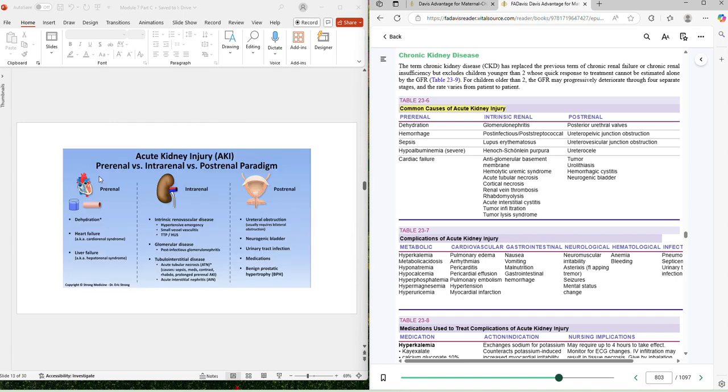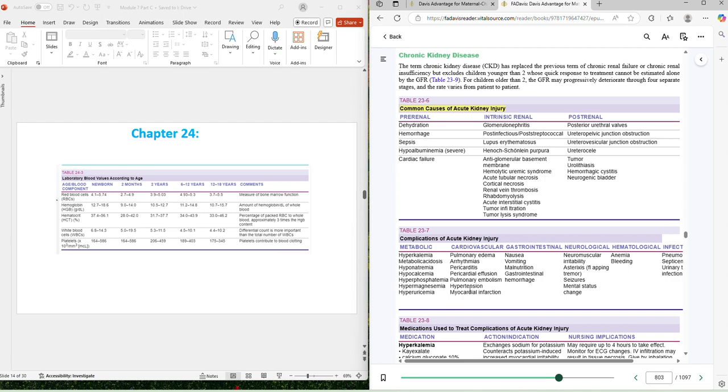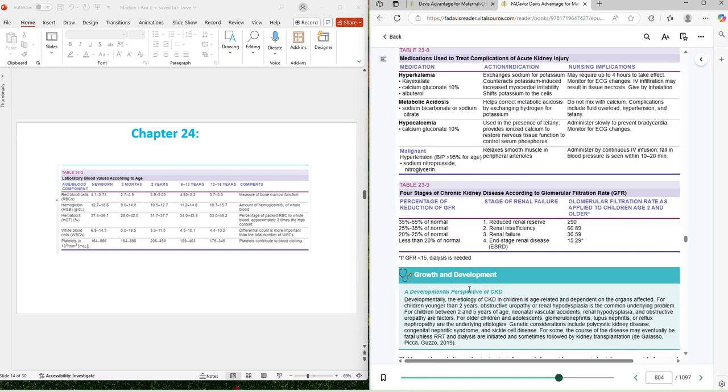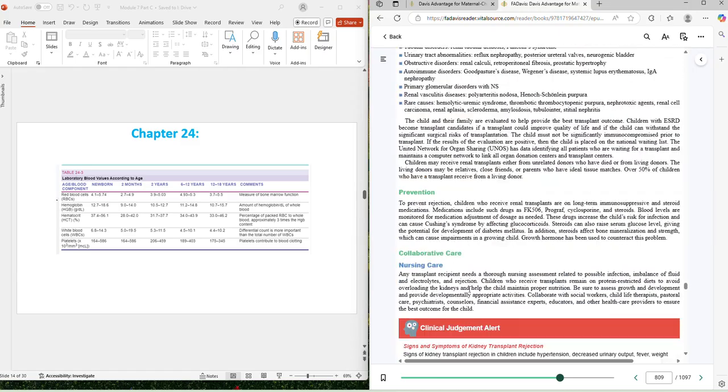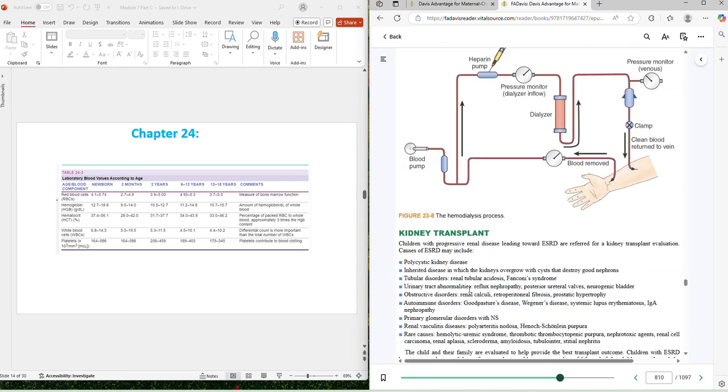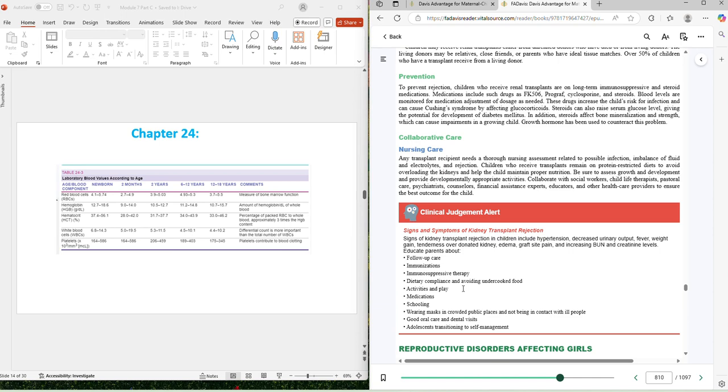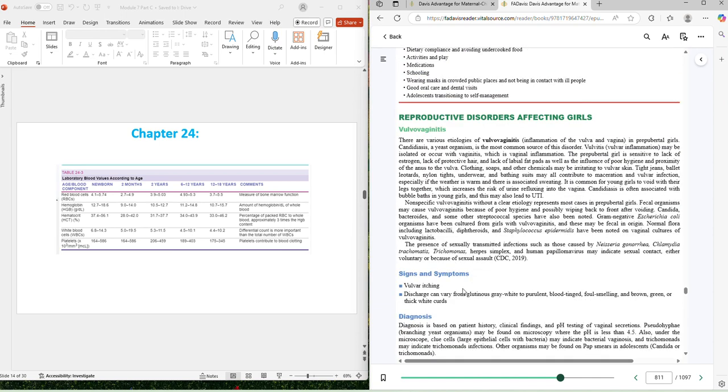This is another picture of the pre, intra, and post renal. Just read through that. Good little picture. There's some more things in your book you can read through. On page 812, this talks about kidney transplants, on 810. Hopefully we never have to do one of those on a kid.